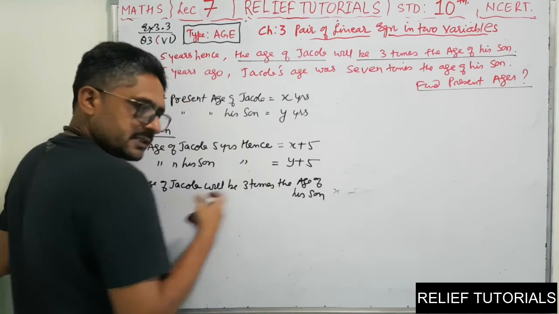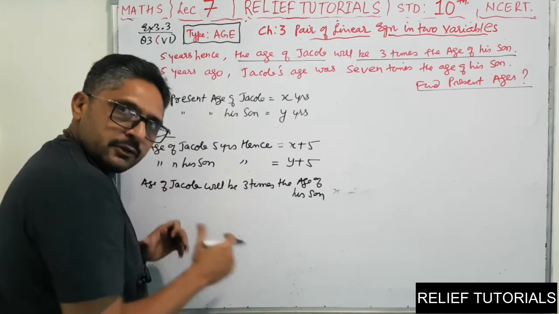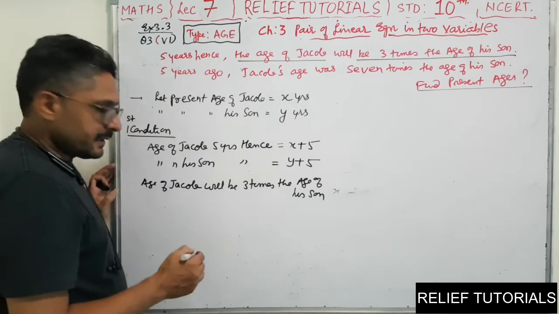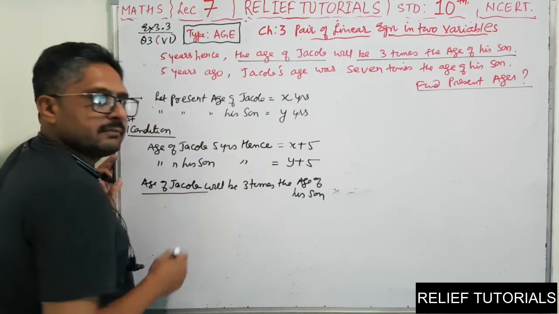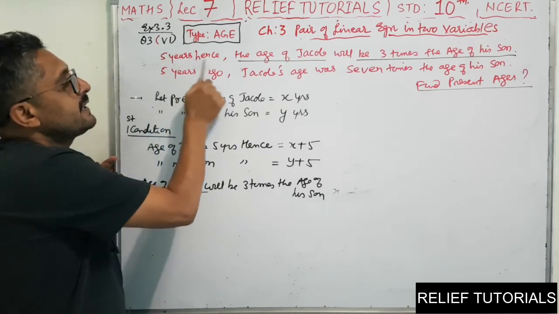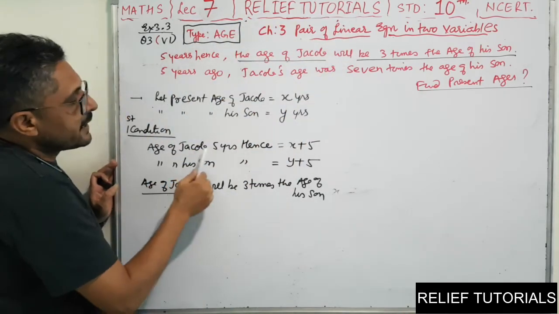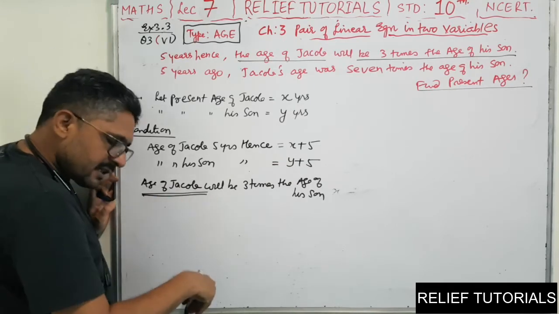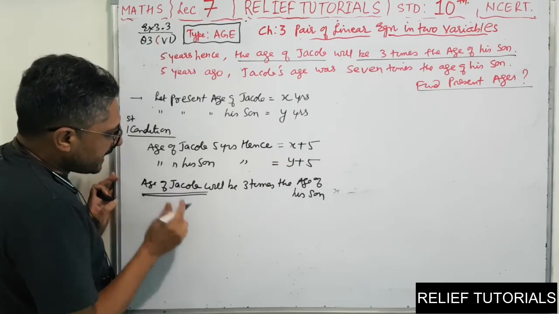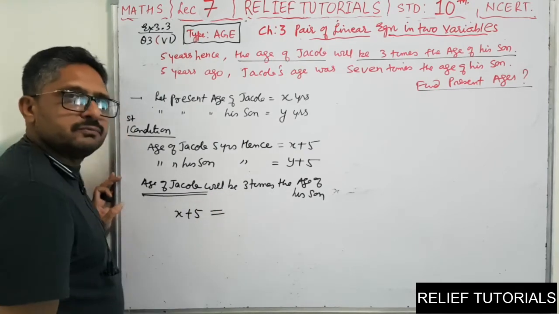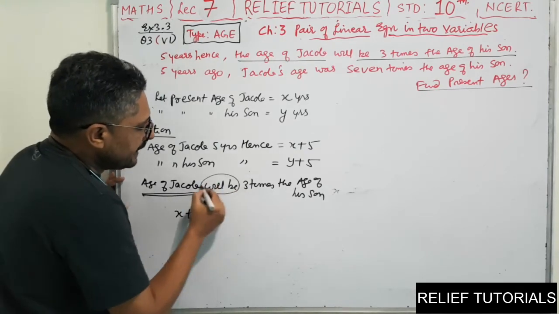See, this is conditions. This is language part. You have to convert it into symbols, that's all. So what will we see here? Age of Jacob, not present age, he is talking about after 5 years, see, 5 years hence. So what is age of Jacob 5 years hence? X plus 5. So this is language part. I will convert it into symbol. The age of Jacob is x plus 5. Will be means equal to.